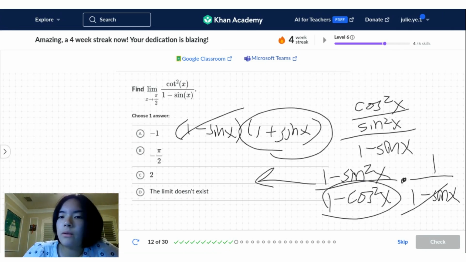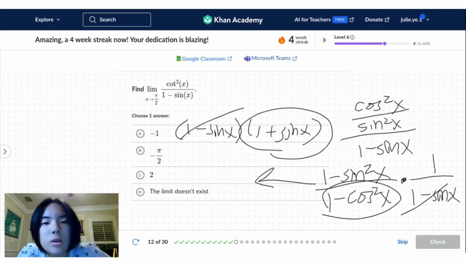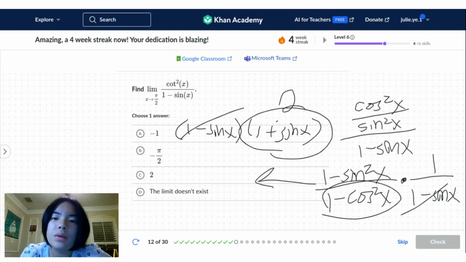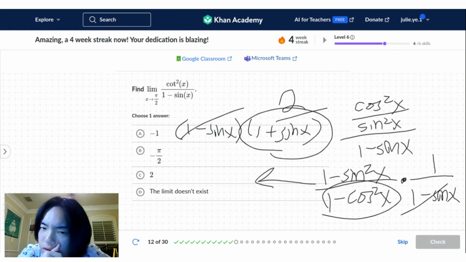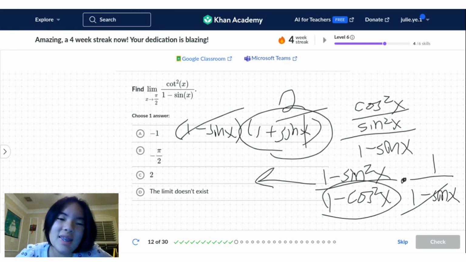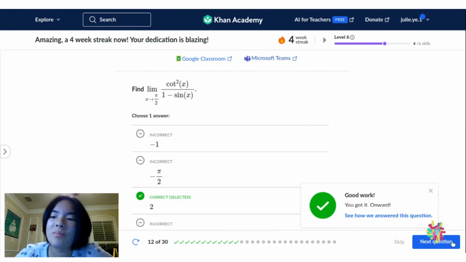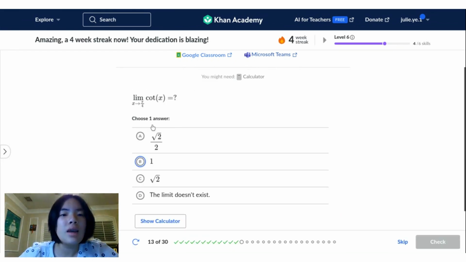Okay, so I just did all that work off-screen because I want to be able to fit it in the video. So we're just left with this. Pi over 2. It will be 1 plus 1, which is 2, and then over 1 minus cosine squared of pi over 2. That would be 0, and 1 minus 0 is 1. So it's just 2. Congratulations, you completed that question.